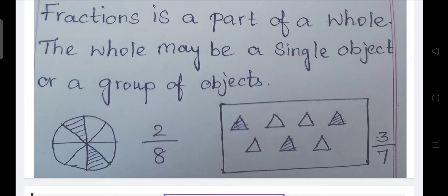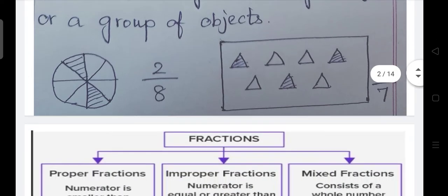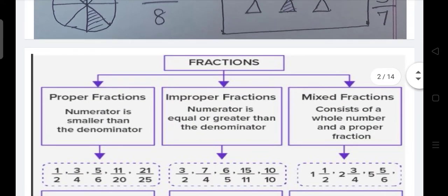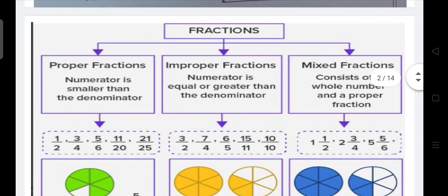2 parts are shaded. So the fraction is 2 by 8. Now in this, a group of triangles is given. 3 triangles are shaded. So 3 by 7 is the fraction here. Now types of fractions. There are 3 types of fractions: proper fraction, improper fractions and mixed fractions.